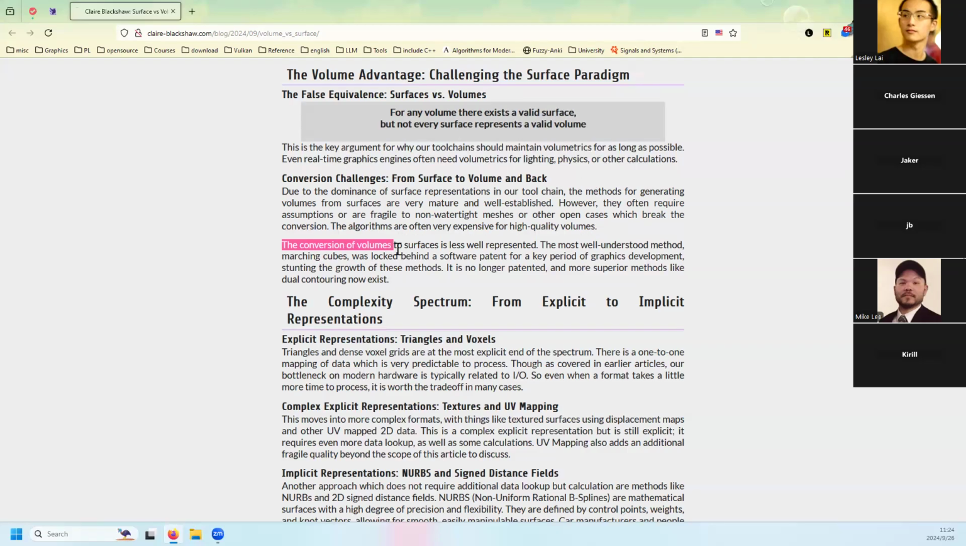Conversion of volumes to surfaces. Marching cubes were locked behind a patent? Really? I didn't realize that. That sucks. Interesting. Just the more I read about software patents, the less I like it. Get no argument from you on that one. Definitely agree with you there.